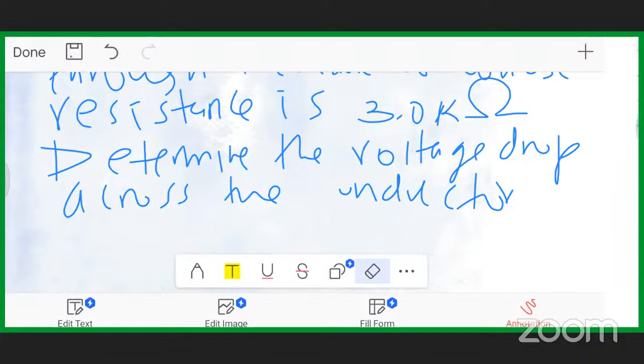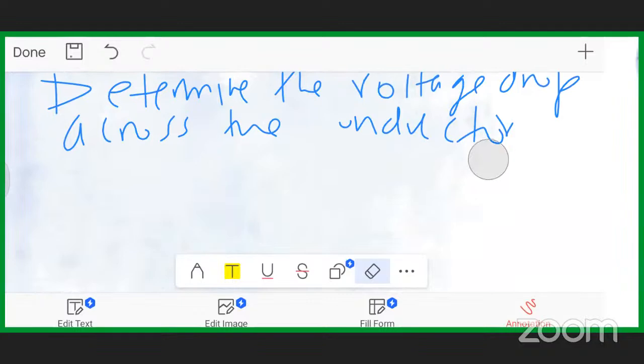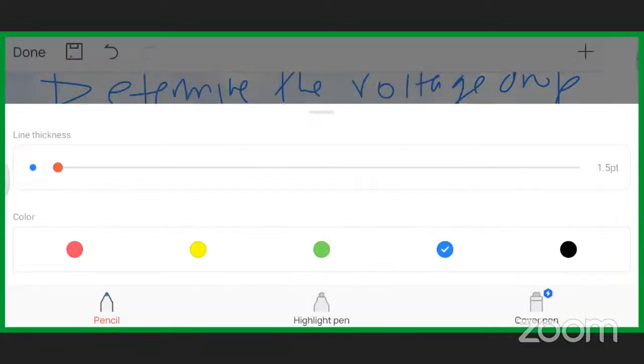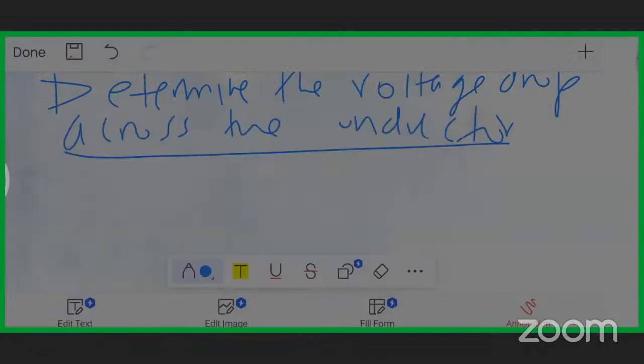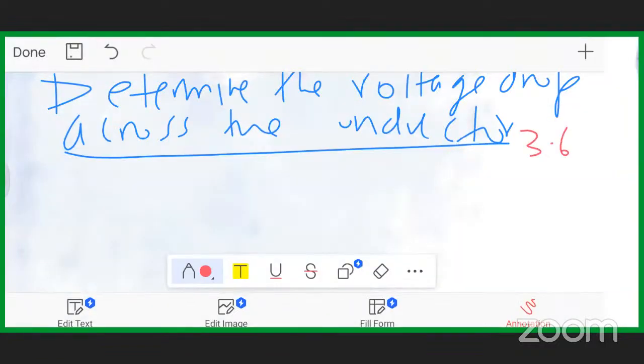3,600 volts. 3.6 kilovolts. 3,600. 3,600 what? Goats. Yes, 3,600 volts. Okay, 3,600. Okay, thank you.